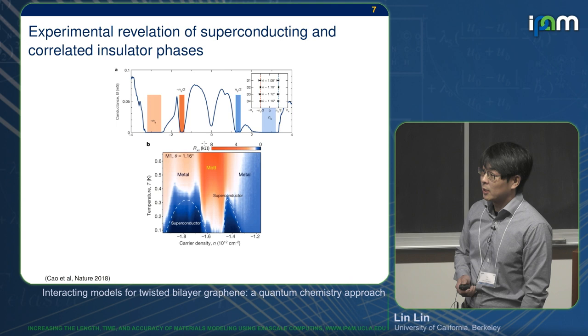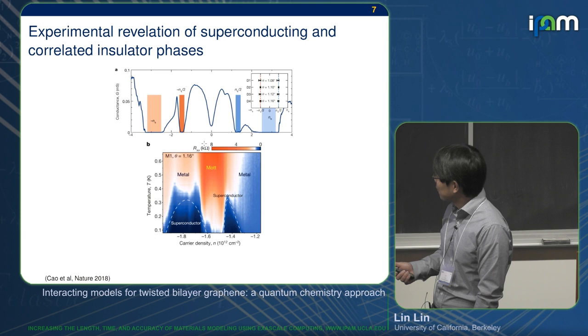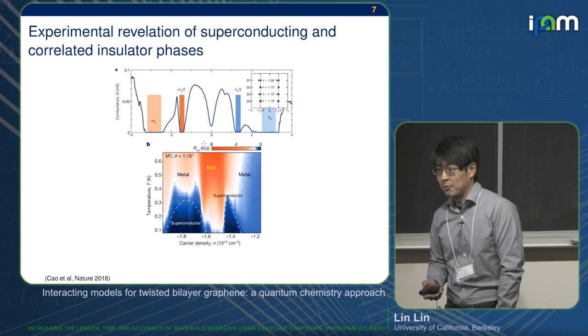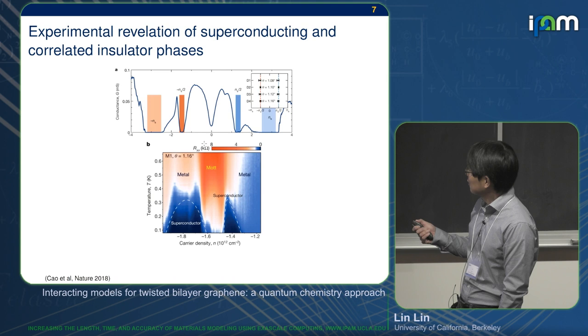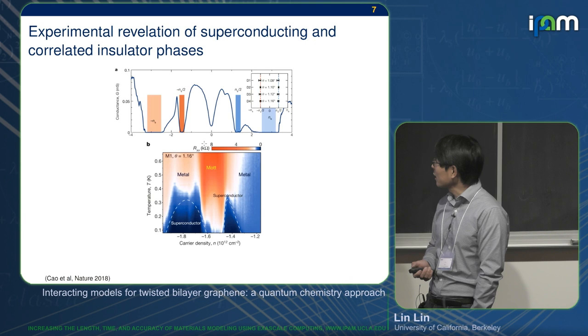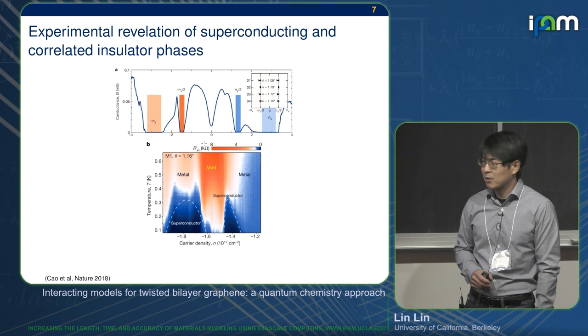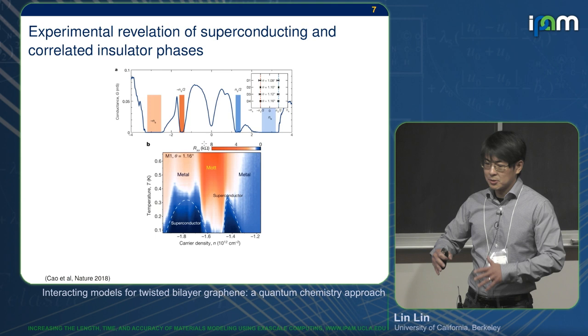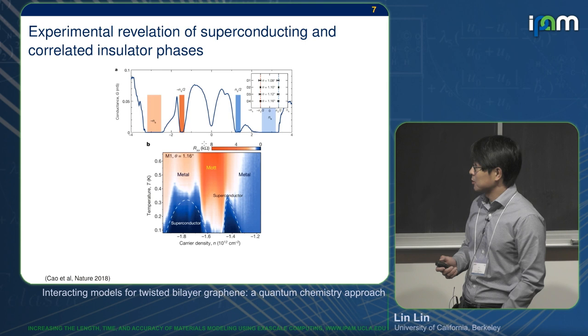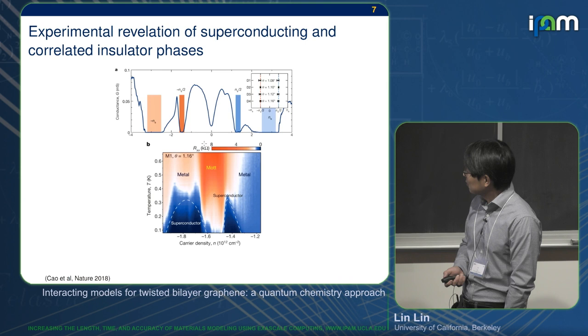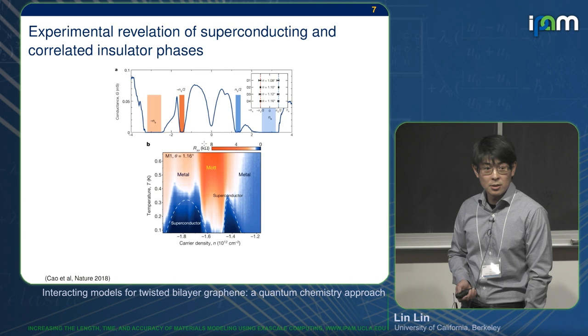This field really took off in 2018 when Jarillo-Herrero's group from MIT observed experimentally that around the magic angle, there is some very unexpected physics coming out of it. Specifically, there is a superconducting phase and there is the so-called correlated insulator phase. This talk has nothing to do with the superconducting part because we're still in the very early days of understanding it, and there are all sorts of proposals. People don't know what a good mechanism is. But in the past few years, the field has gained a lot of understanding of the nature of the correlated insulator phase. So this talk will be mainly about that.